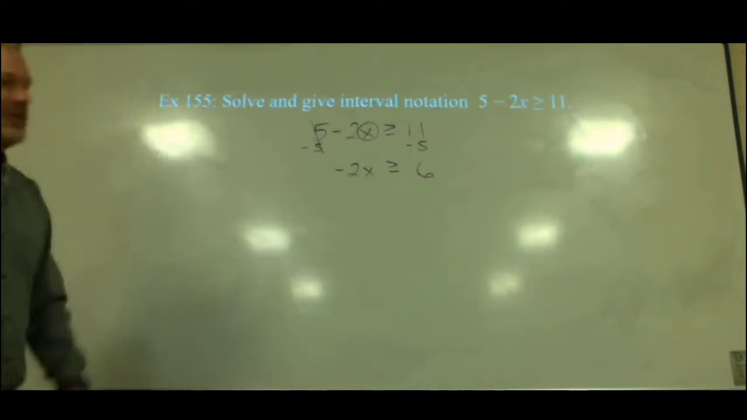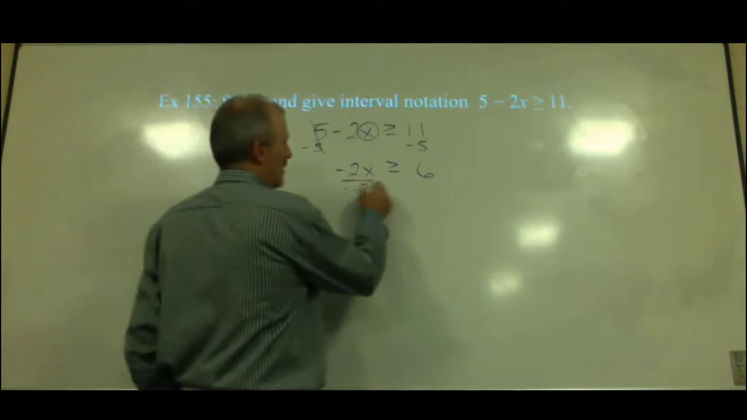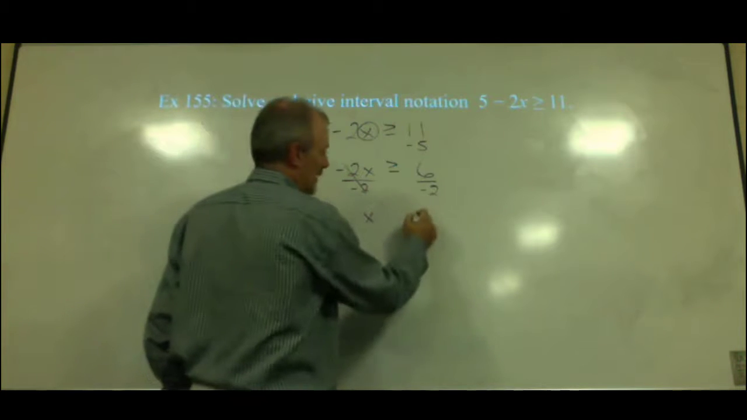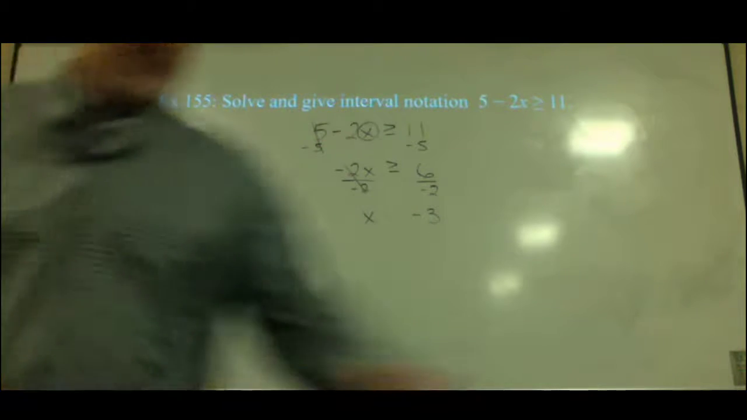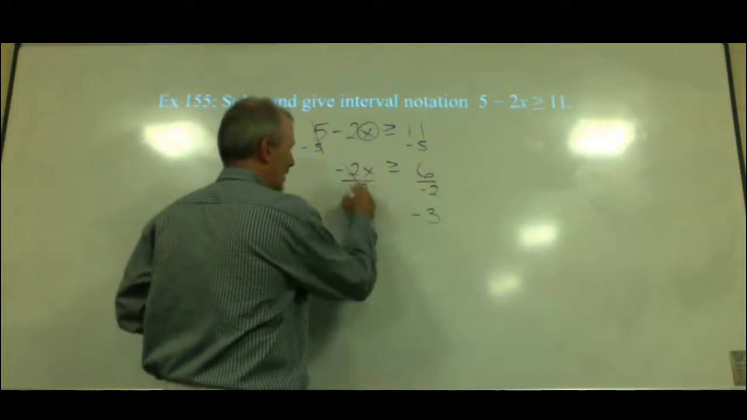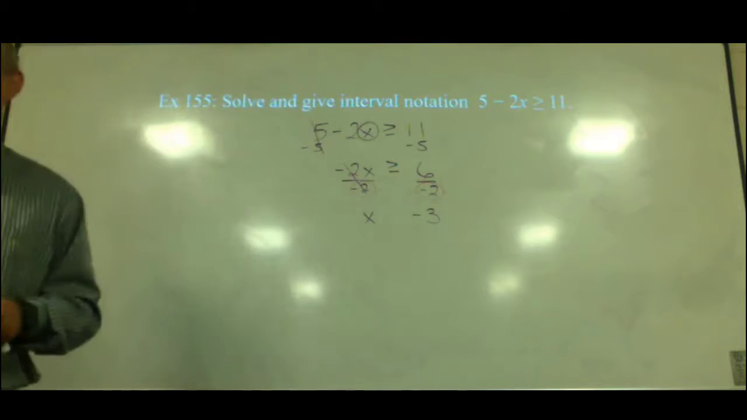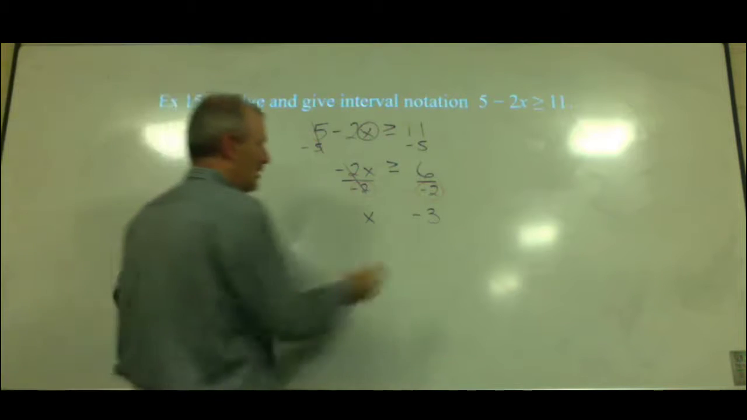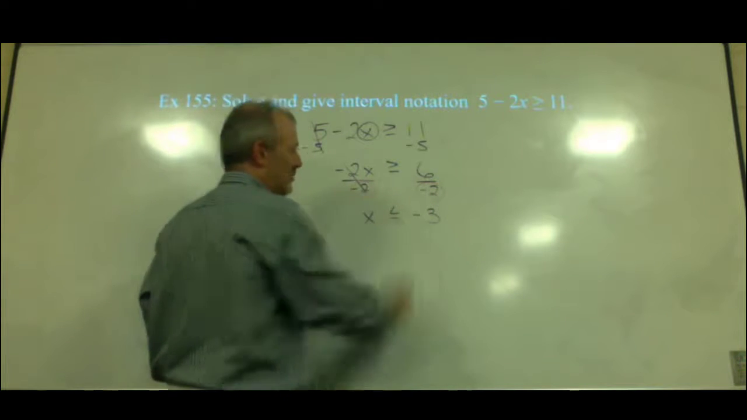What else do we have to do now to get the x by itself? Divide by -2. So this cancels. We have x. This becomes -3. Do we have to switch the sign? Yes. And the reason we have to switch the sign is because we divided both sides of this inequality by a negative number. And when we divide both sides by a negative number, we have to switch that sign. So instead of greater than or equal to, it's going to say less than or equal to.